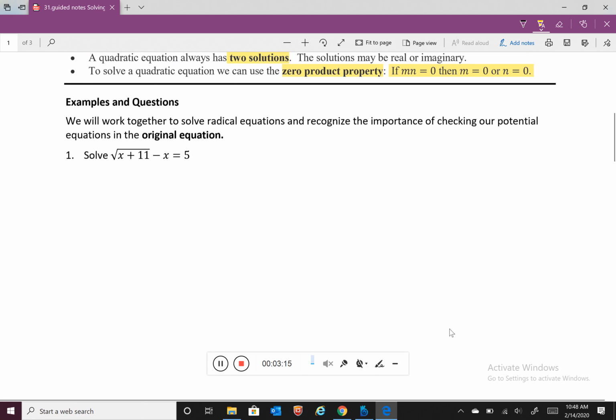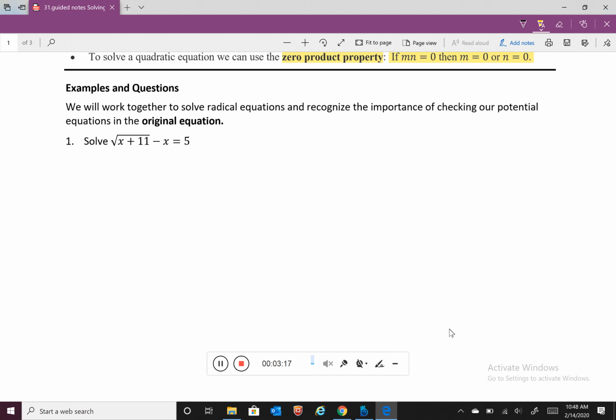So for example number 1, we're going to go back to the first step for solving a radical equation, and recognize that the radical is not alone. And so we need to get this alone by adding x. So the square root of x plus 11, we need to add x to the right-hand side, so this is equal to x plus 5.